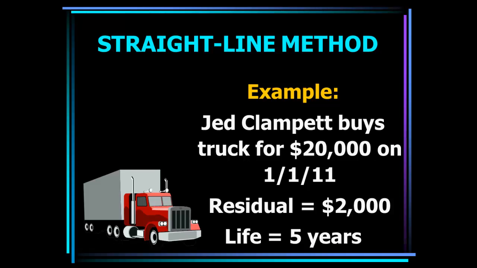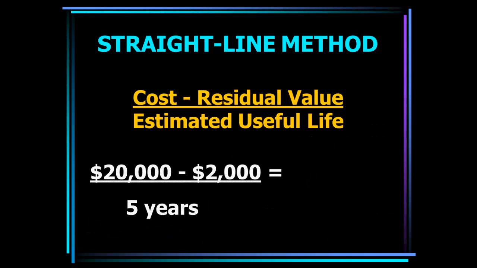So the formula says we start off with the cost, so with $20,000. We're going to subtract the residual of 2 and divide by the life of 5 years. Now do remember that the cost of the truck, the cost of any asset, is what we pay for it plus all the reasonable and necessary costs to get it in place and in service. So 20 minus 2 divided by 5 says each year I'm going to record $3,600 depreciation.